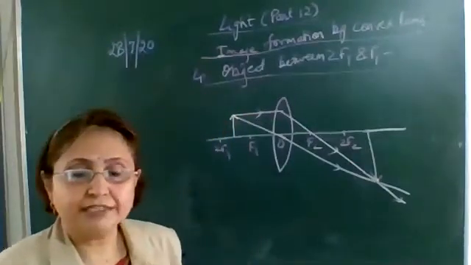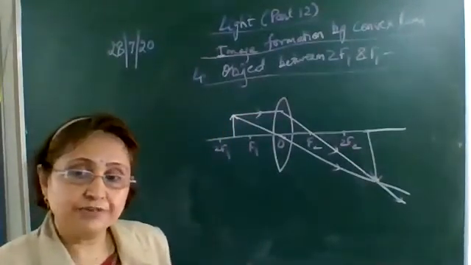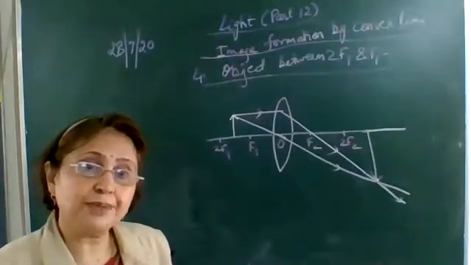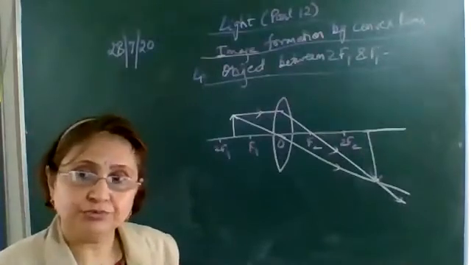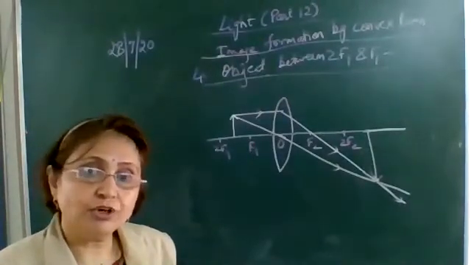So draw the ray diagram. So what do we see? Where is the image formed? It is formed beyond 2F on the other side, or you may say beyond 2F2. The image is formed beyond 2F2.